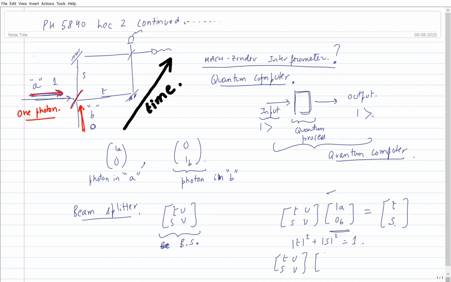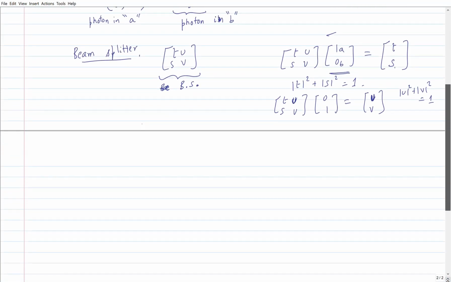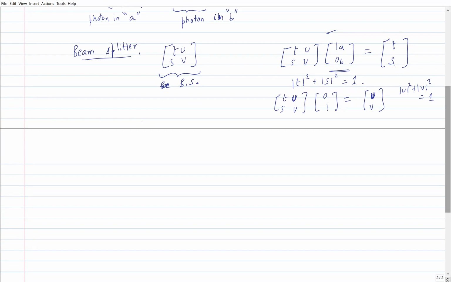And I can do the same sort of an analysis for the other port. And that's going to give me U and V. Okay, so that's what is demanded by unitarity. So this is how I represent the beam splitter, and this is how I represent the photon.